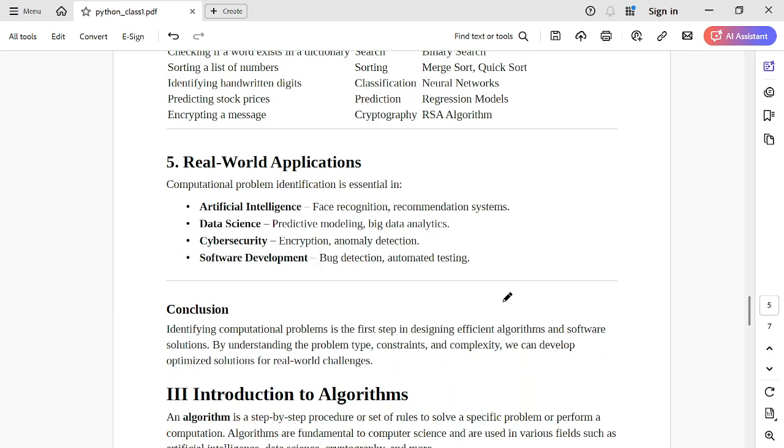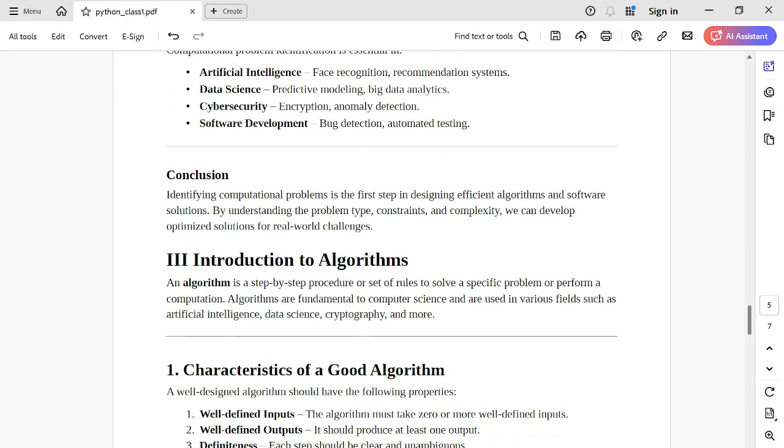So next we will see the real world applications. Computational problem identification is essential in artificial intelligence, data science, cyber security, and software development. So that's all about how to identify a computational problem, how to categorize it based on the types, and what type of algorithms are used for it.